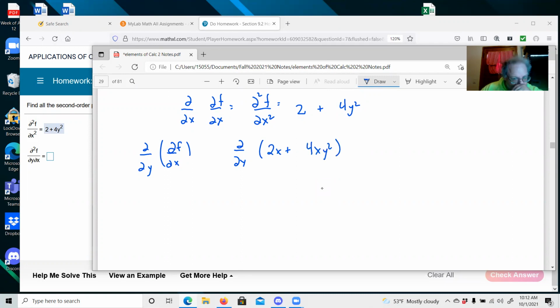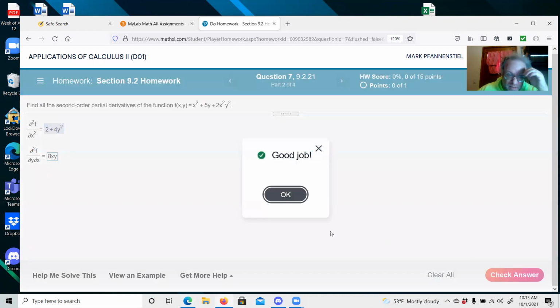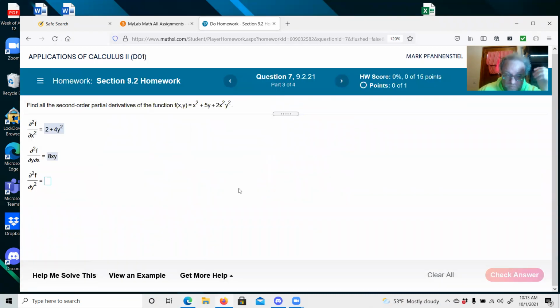All right. Now, as far as y is concerned, 2x is a constant, so that's 0. 2 times 4 is 8xy. Okay, we're only taking the derivative with respect to y. That's it. So this is d squared f dy dx. So that is 8xy. All right, very good. And then we're going to do d squared f dy squared.